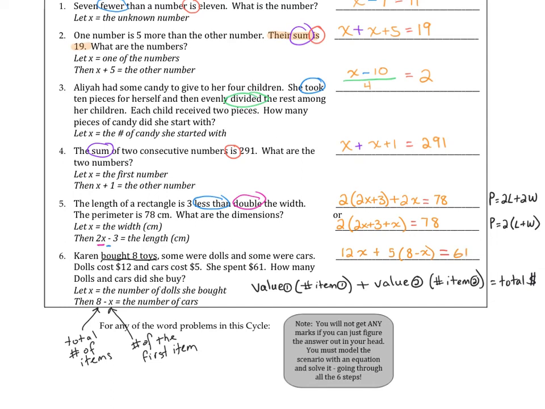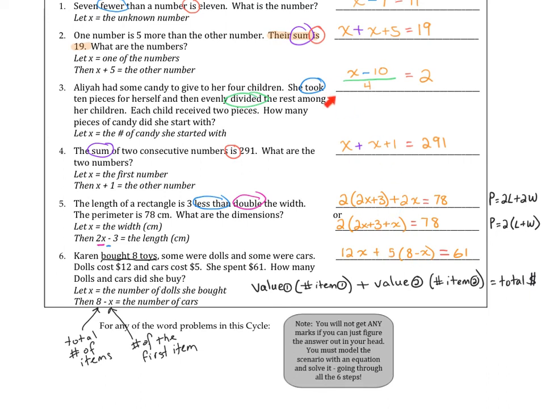So try to think of this in a real world situation. If you're out shopping, you take how many dolls you have and you multiply it by the price of the doll, plus how many cars you have and multiply it by the price of a car, and that equals the total amount of money. And X is just the number of one item, and 8 minus X is the number of the second item, because there is a total of 8 items. So however many there are of the dolls, you subtract that from 8 to get the number of cars.